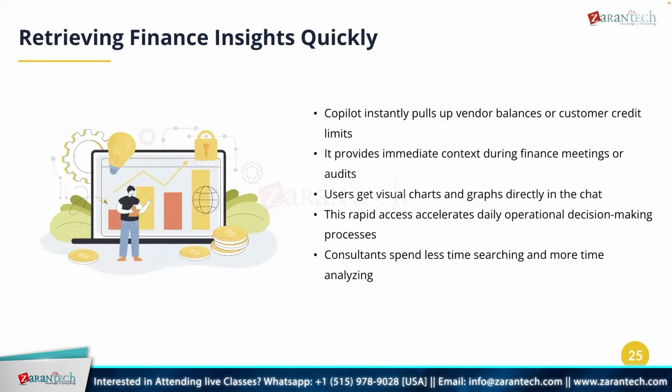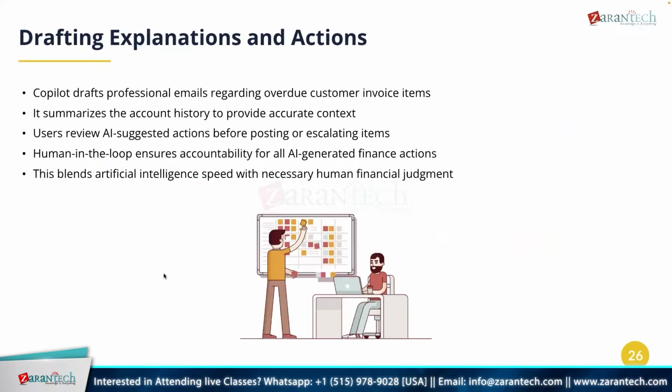Like copilots, as you know, pull up the vendor balance and the customer credit limits and give you instant details. The consultants can spend less time searching and more time analyzing. That is the more important thing here. Then drafting explanations and actions, where the copilot drafts professional emails or summarizes your account histories, while a human in the loop ensures accountability for all AI-generated finance actions. All these things will be done by SAP Joule, or specifically SAP AI or embedded AI.